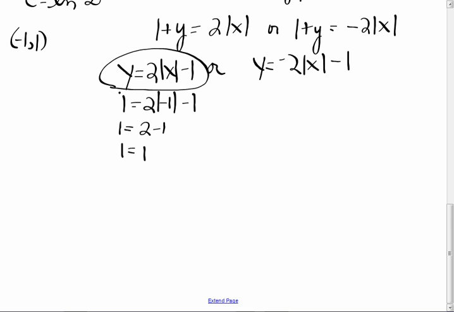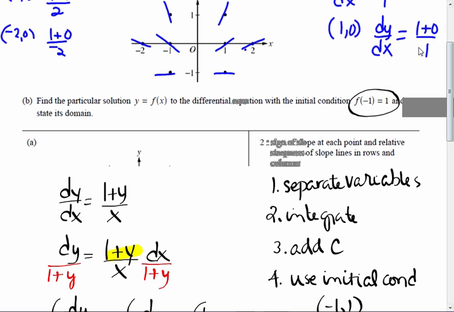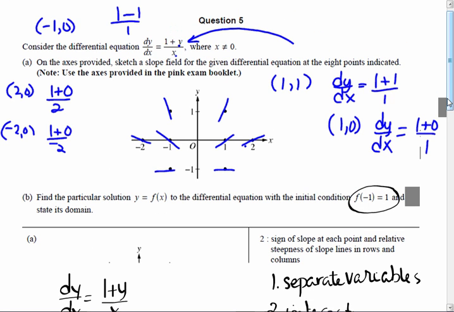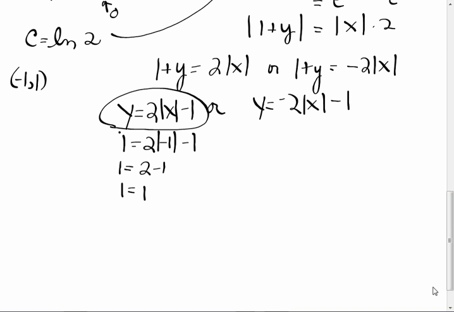Then you have to figure out the domain. This is hard, if I get it right. It says, and state the domain. What's the problem? X can't be 0. Okay, X can't be 0, but you only get one of these solutions. You get this one.